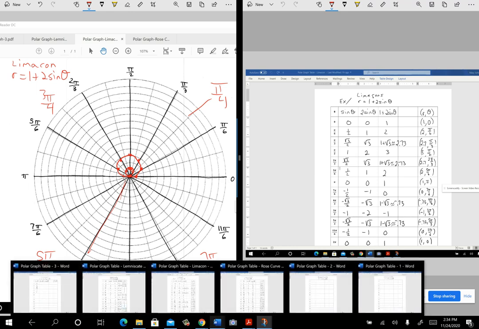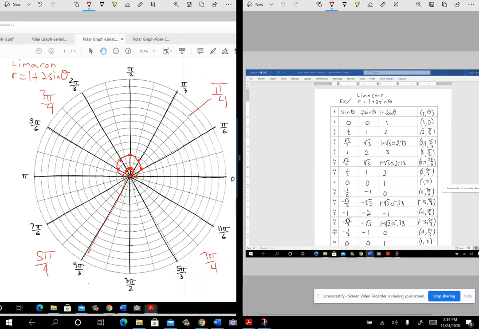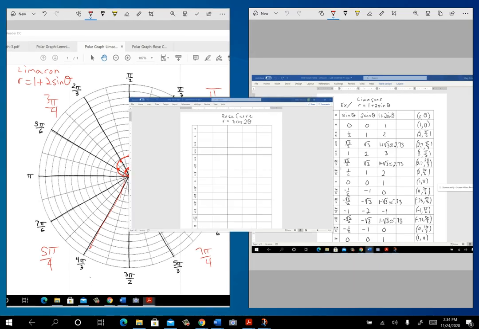So let me do a Lemniscate next. That was the limaçon. Let's see, not the rose curve. Yeah, let's do the rose curve. I'll do a rose curve next.